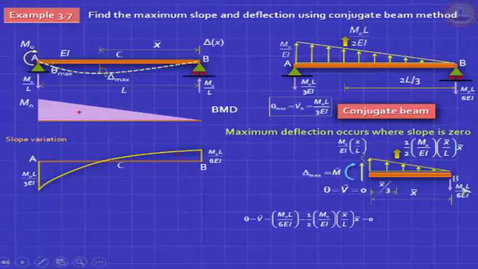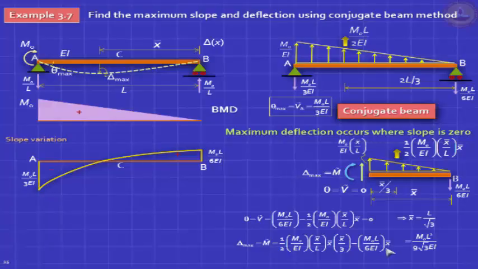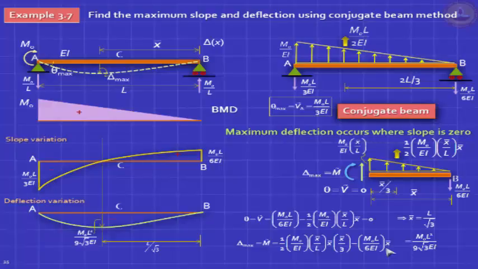You do that, you get X bar equal to L by root 3. So that's exactly where the deflection will be maximum, and you plug into that and get the value of M bar, M tilde. M tilde will give you delta max. You go through this exercise, you'll get the answer. Of course, you could write it like this. So instead of root 3, you can substitute and write it as a decimal. Doesn't matter. So this is the exact answer. The deflection variation will look like that, and that's the answer.